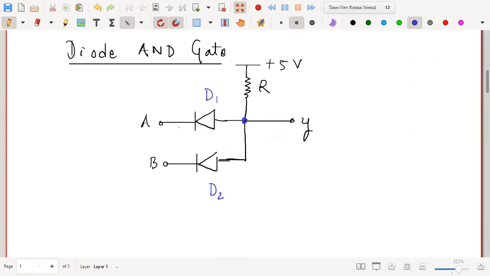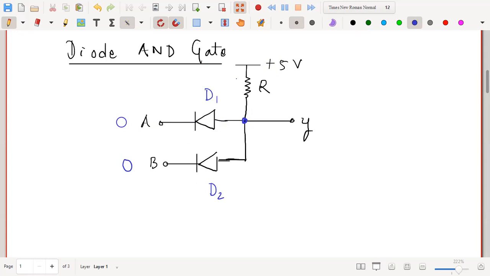So now when you give both as 0, 0, what happens? Let us see. When you are giving 0 to A, the diode D1 is forward bias, because you see that this is the P side of the diode, and the P side of the diode is connected to this plus potential, plus 5 volt, and the N side is connected to lower voltage, that is the ground potential. So the diode D1 is forward bias, and similarly the diode D2 is also forward bias.